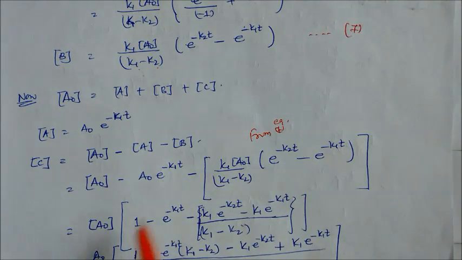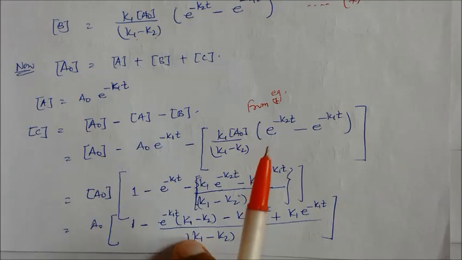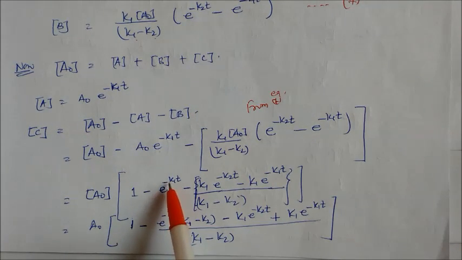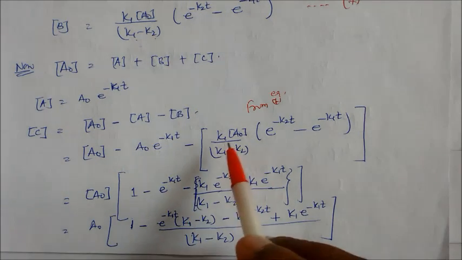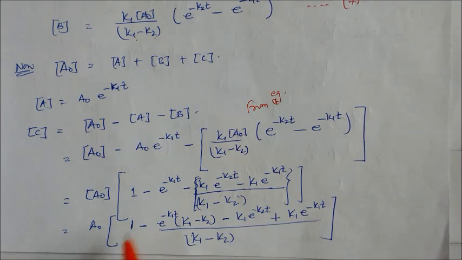Now in this case, take A naught as a constant value. So if you take A naught outside, this becomes 1, this becomes e to the power minus K1 into t, and minus the whole value will be here, taking A naught outside. So now you multiply K1 into K2 by this one. If you multiply this one, you will get minus e to the power K1 and K2, K1 minus K2, and you write the whole equation as it is. This minus minus becomes plus, K1 minus K2.